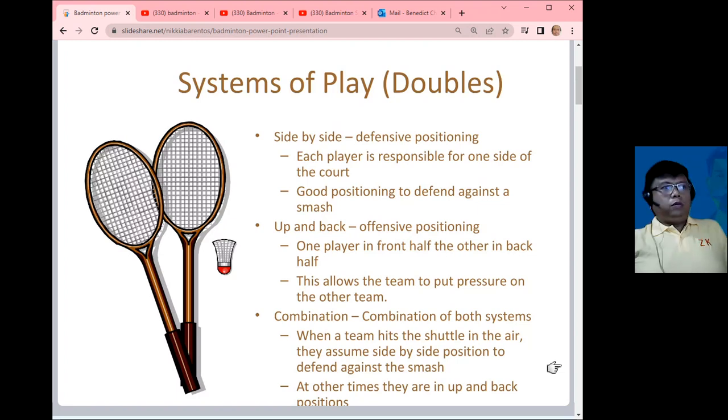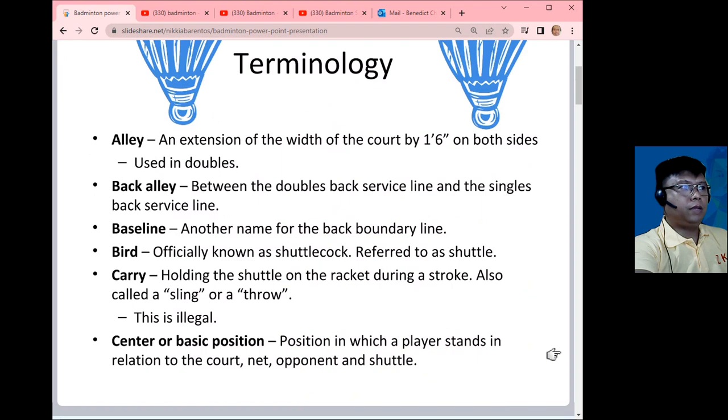Now, in the system of play, usually we follow in doubles the side-by-side for defensive positioning. We have up and back, wherein one of the players is in front and the other one is in back, and the combination, wherein the combinations of both systems, both offensive and defensive manners.